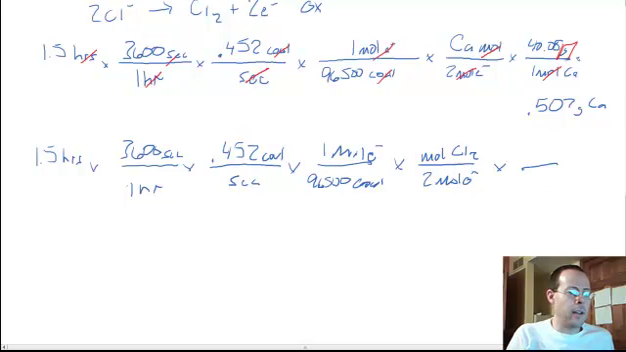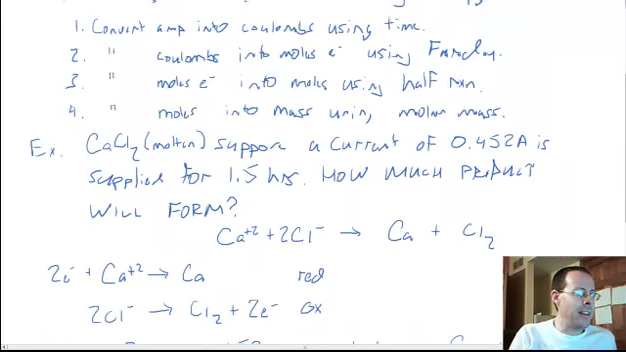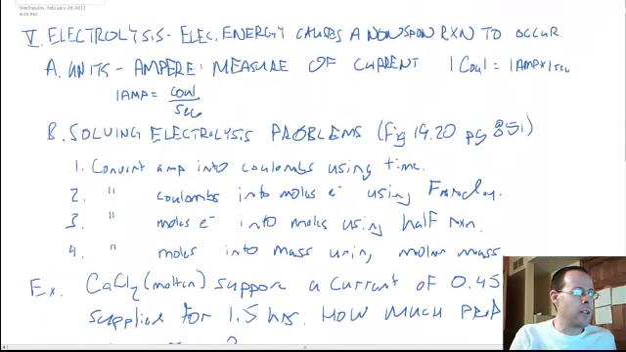Alright, it is a diatomic element, so I'm going to come in here, 1 mole of chlorine weighs how much? It's going to be 35.453 times 2, so we're going to say 70.9 grams. And again, we're going to do all the multiplication, and we're going to get 0.896 grams of chlorine. Alright, that is pretty much electrolysis.